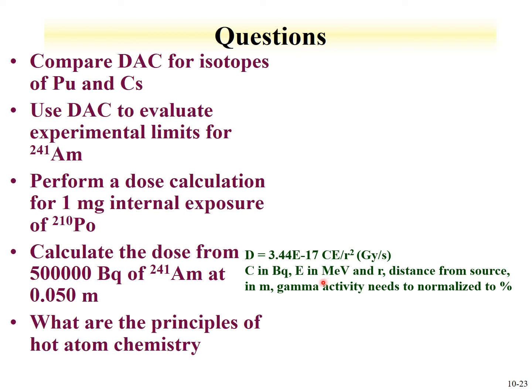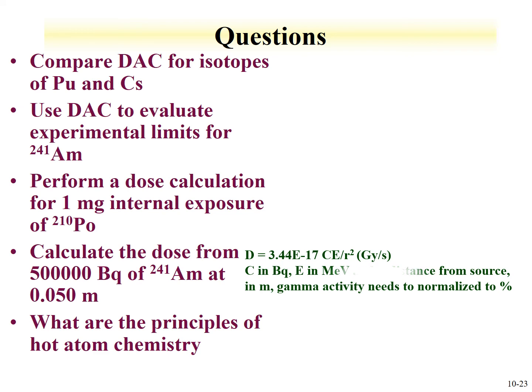Also, the gamma activity: here's the total activity of the americium decay. You need to normalize it to the percentage that decays through gamma. And if you look up americium-241, it's about 37% of the time. When it decays, there will be an associated gamma ray. So you'd have to take this activity multiplied by 0.37 in order to get the activity that's due to the gamma. So you can use that to determine a dose.